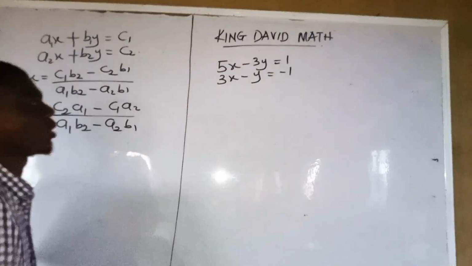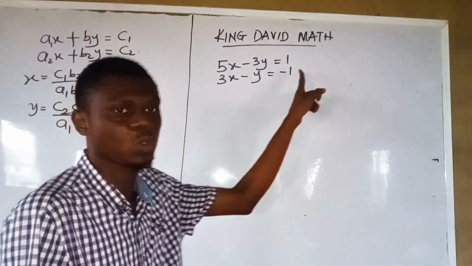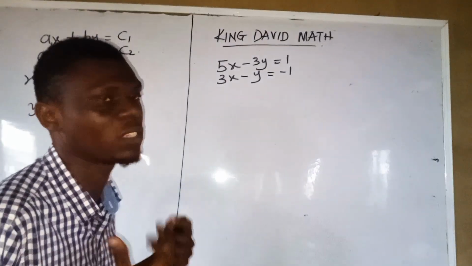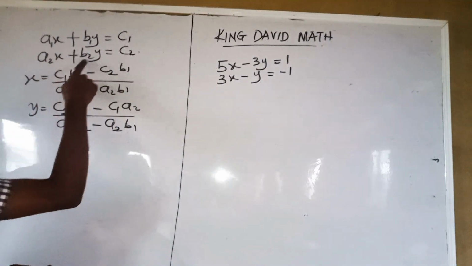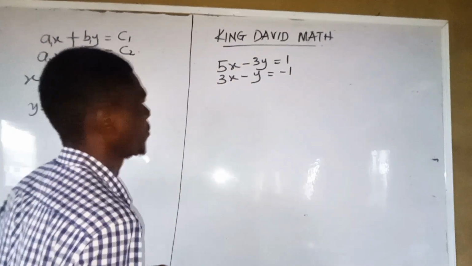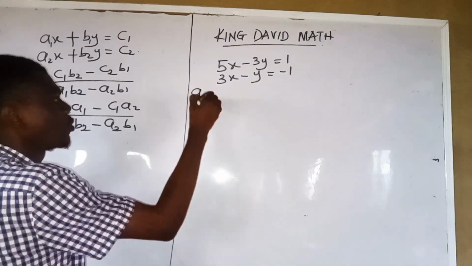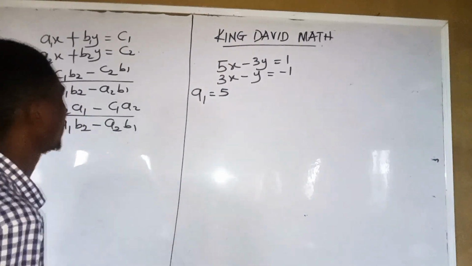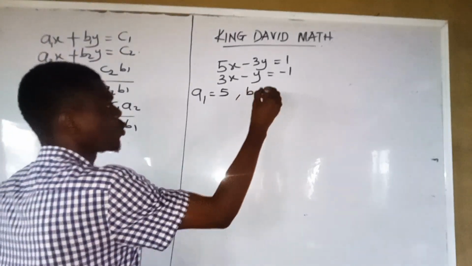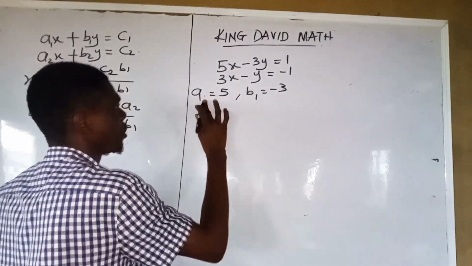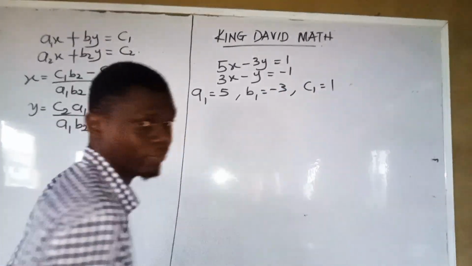Now, we have a question here that says 5x minus 3y equals 1 and 3x minus y equals minus 1. So the first thing we're going to do is identify what our A1, B1, and C1 are, and what our A2, B2, and C2 are. So let's identify them now. From this question, our A1 is the coefficient of x here, so A1 equals 5. Then our B1 in this case is the coefficient of y here, so B1 equals minus 3. And our C1 equals 1. That's for the first equation.